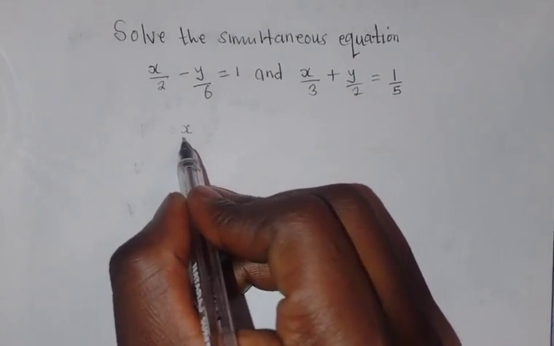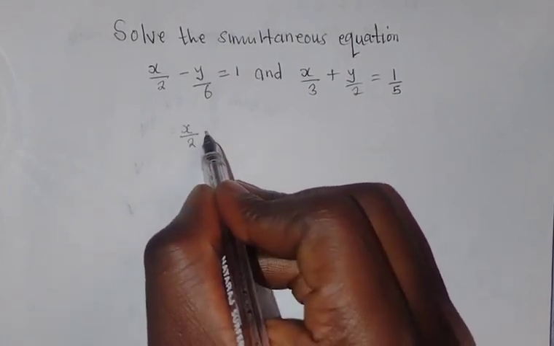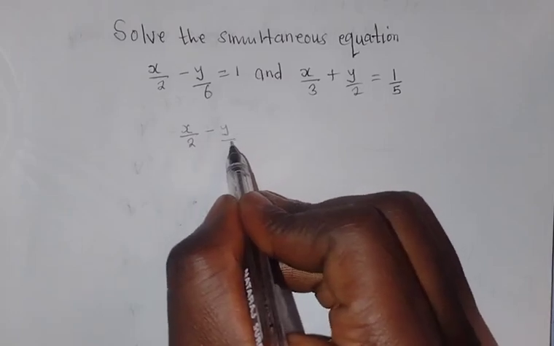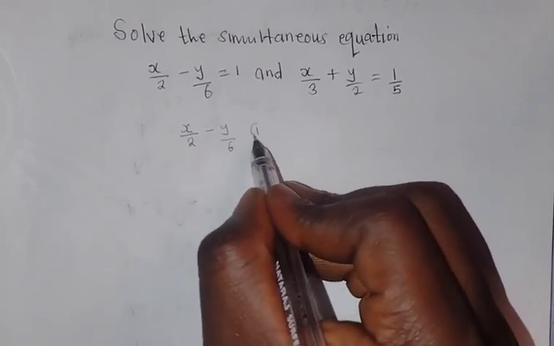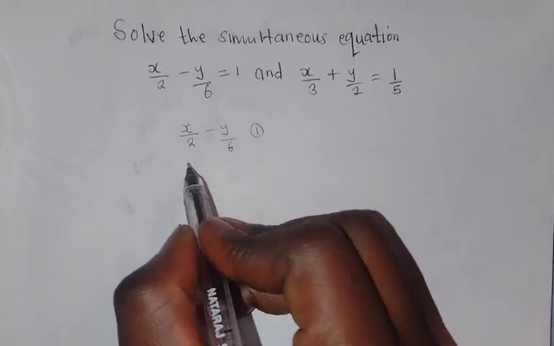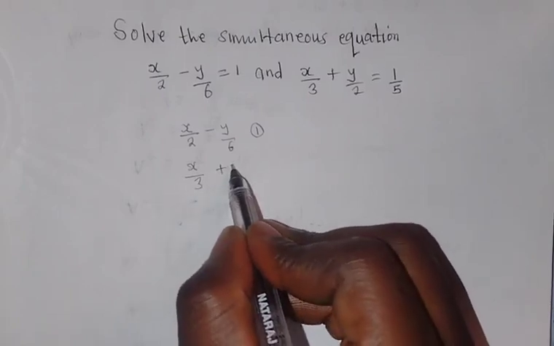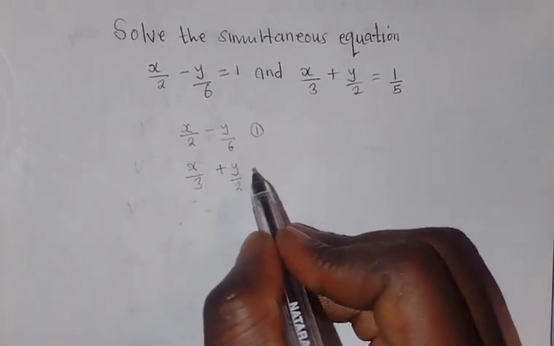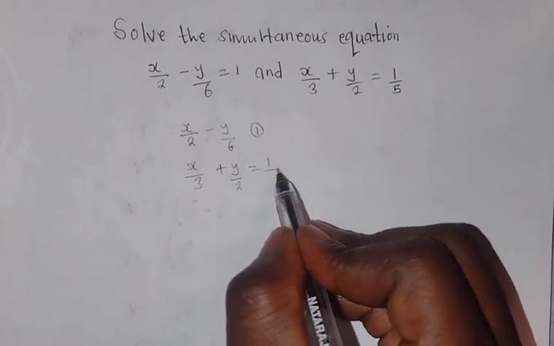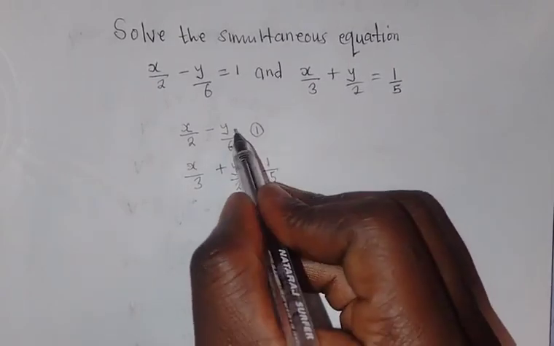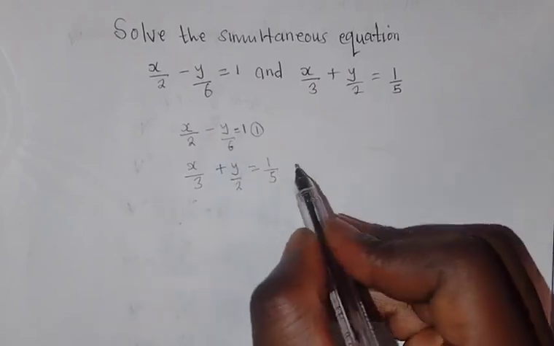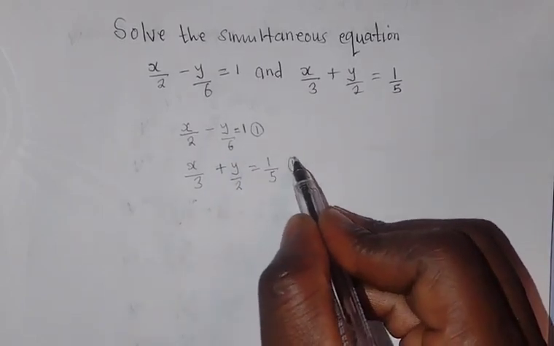So the first one, we have x divided by 2 minus y divided by 6. So we name this as equation 1. Then we also have x divided by 3, then plus y divided by 2 is equal to 1 over 5. So for this one, we left a 1 here. So we name this as equation 2.